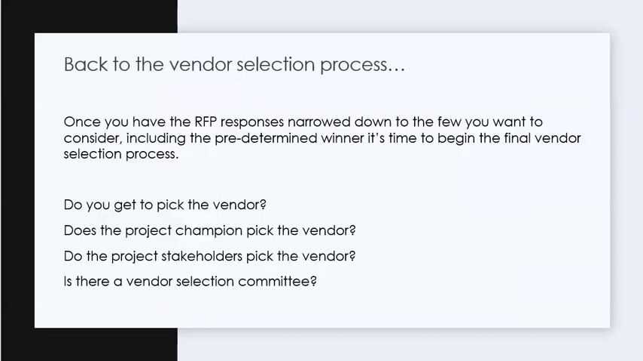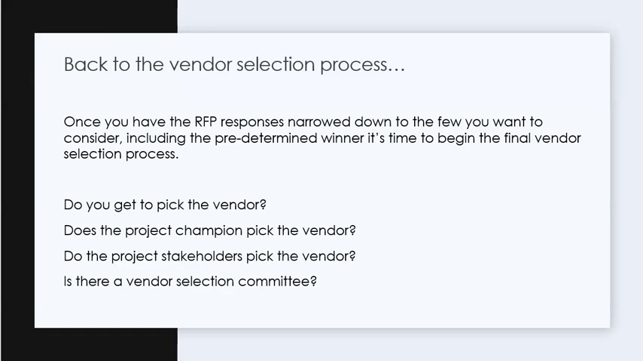Once the RFP responses have been graded, including the predetermined winner, which you made sure came through as one of the finalists, it's time for the final vendor selection process. How that process is conducted will determine your political strategy. If you get to pick the vendor, well, that's easy. You pick the one you want.